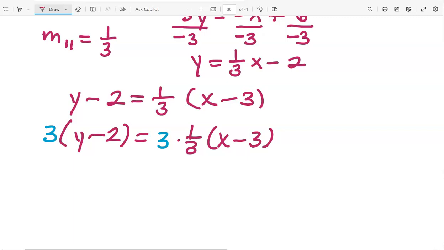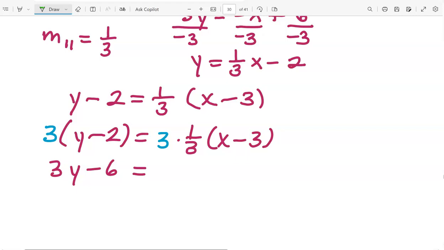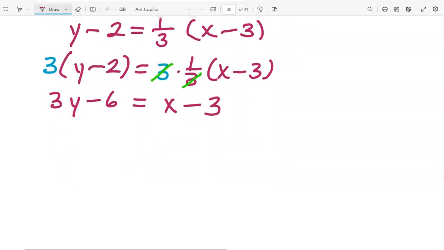On the left side, we can distribute that multiplication to both terms in the parentheses, and then on the right side, we're going to want to perform that multiplication 3 times 1/3 first, and that just leaves us with a 1 to multiply times x minus 3. Now we can move the x term to the left side of the equation, which will give us -x plus 3y, and that -6 needs to move from the left side of the equation to the right, so we can add 6 to both sides.